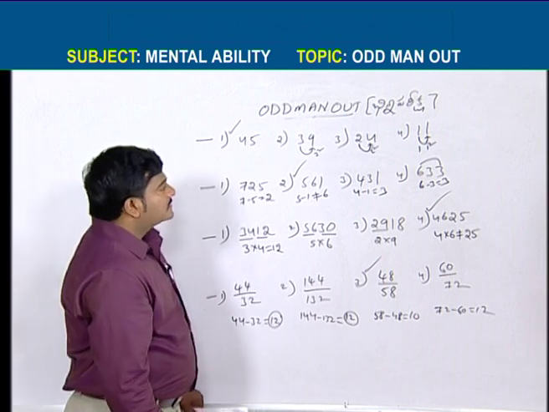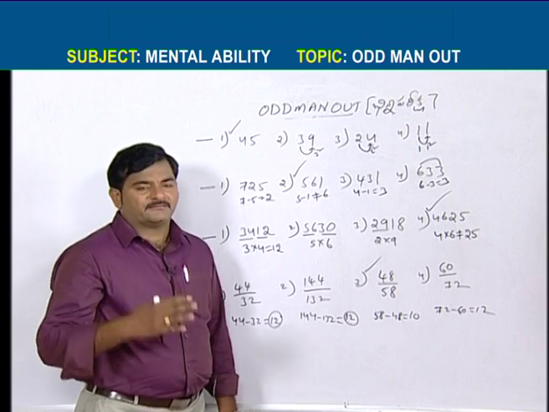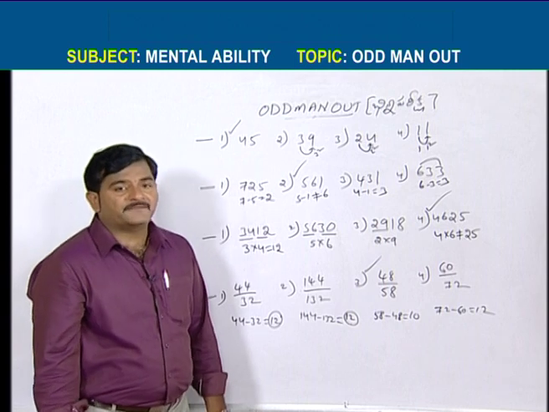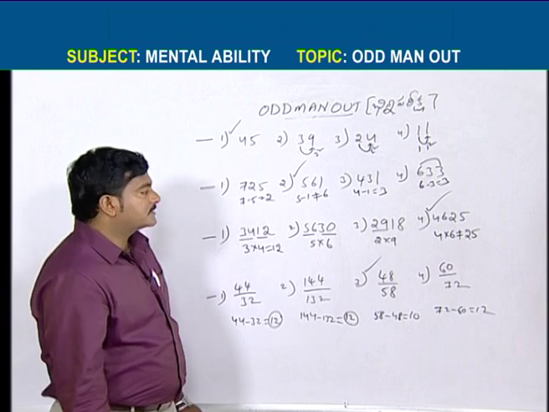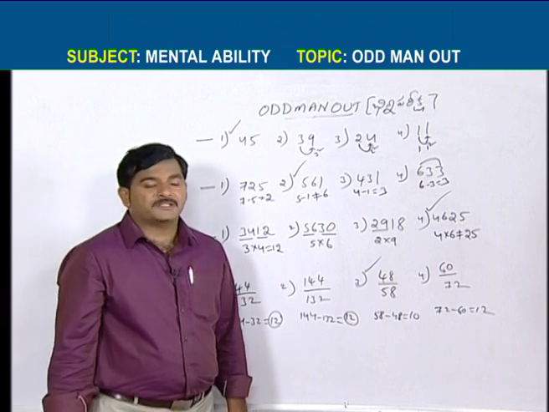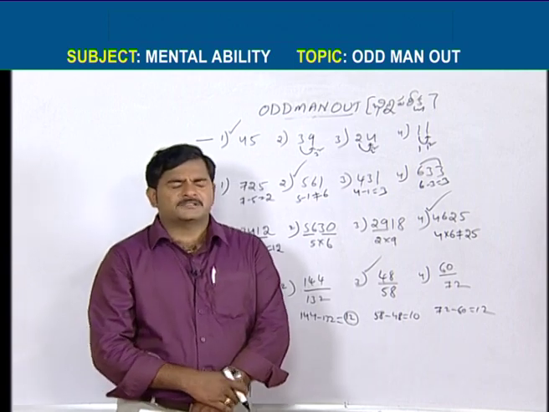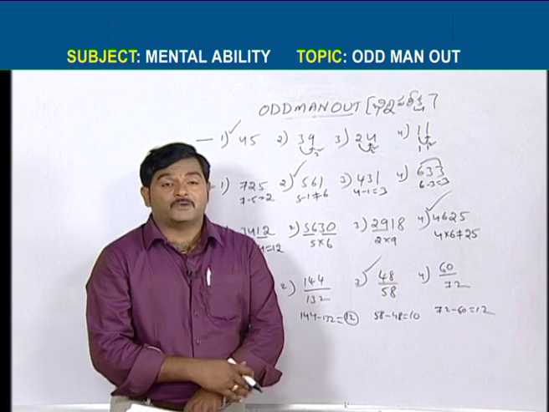These are some different models. See, he will give it in a different way. You need to think from a different point, different ways to solve the questions. These are some models in the number analogy part. Now we will discuss the number odd man out part.